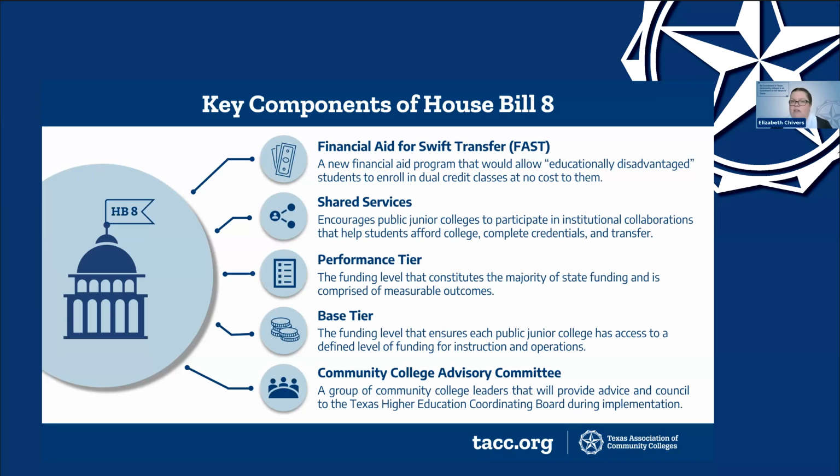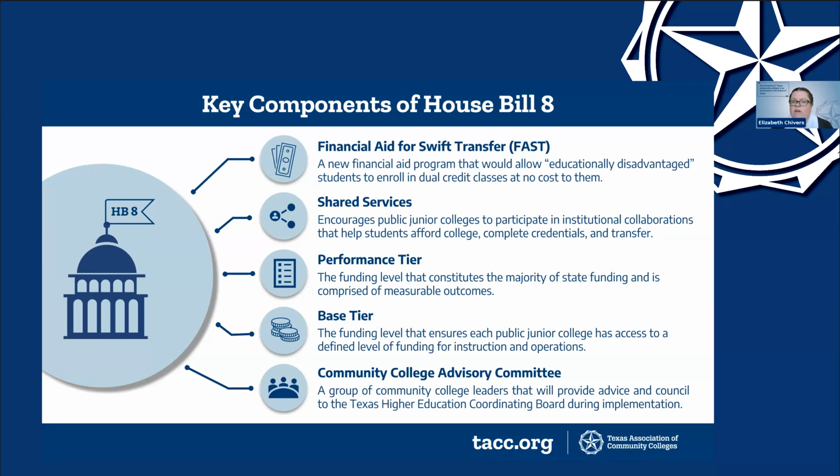We have created a new financial aid for swift transfer, or FAST, scholarship program for dual credit. We're looking at opportunities to help bolster shared services across our institutions to help our colleges build their capacity. The main funding change is really going to be around this performance tier and base tier, which I'll get into a little bit more detail here in a few minutes.